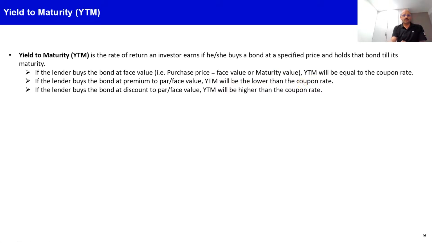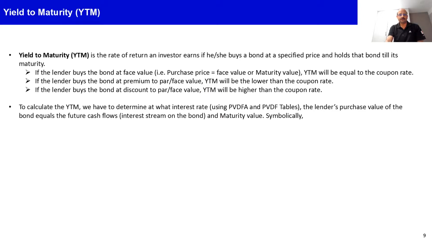And if he buys the bonds at a discount to par value, then his YTM will be higher than the coupon rate, because he has bought at a lower price. So his annual return on that investment will be higher than the coupon rate, because the coupon rate is fixed and the interest amount he will continue to get is on the face value, whereas his purchasing price is lower. So his yield on that investment will be higher if he holds the bond till maturity.